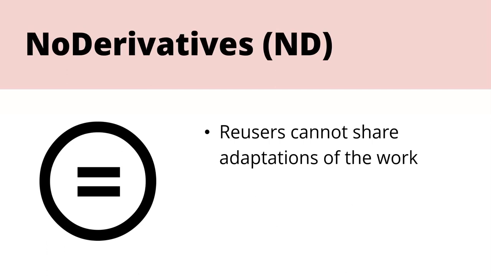NoDerivatives means that reusers cannot share derivatives, also known as adaptations, of the work. This does not mean that reusers cannot adapt the work at all. The reuser simply cannot share their adaptation with the public.